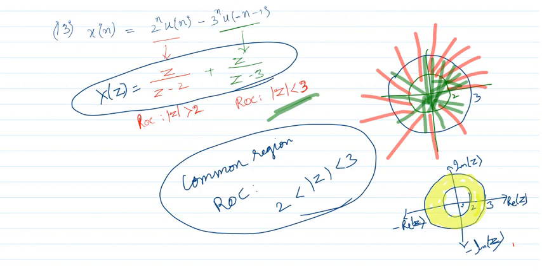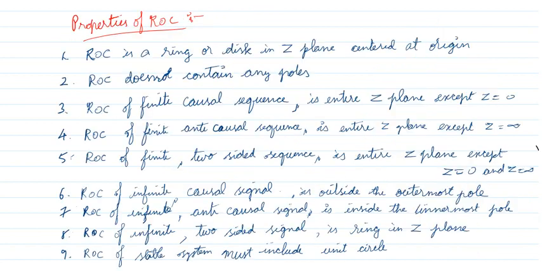Look at the next one. It is both sided. U of n is causal. U of minus n minus 1 is anti-causal. Together it becomes non-causal. For this it is greater than 2, for this it is less than 3. It is between 2 and 3. These properties are what is explained here, right? For a causal sequence, it is outside the outermost pole. For an anti-causal sequence, it is inside the innermost pole. For a two-sided sequence, it is a ring in the Z plane between two poles. Then the very last point: for a stable system, the ROC should include the unit circle, right?